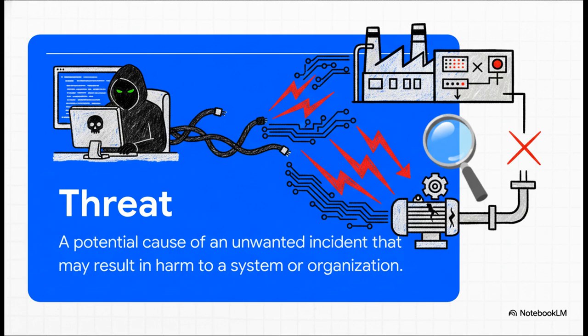Next, we need a threat. A threat is anything that could potentially cause a bad incident. Now, it could be an accident, sure, but in cybersecurity, we're often talking about a malicious actor.